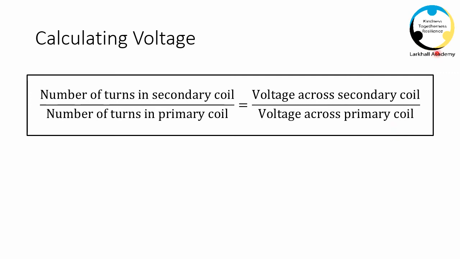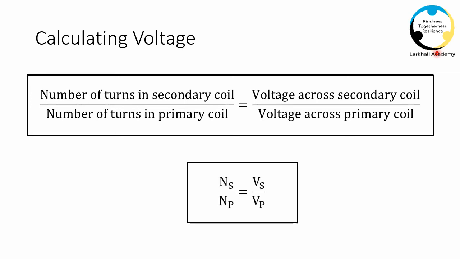For those of you that are quite happy with working with equations, I've also got it here. This is how we would represent this just using letters. The number of turns in the secondary coil would be represented by NS. The number of turns in the primary coil would be represented by NP. The voltage in the secondary coil is VS. And of course the voltage in the primary coil is VP.